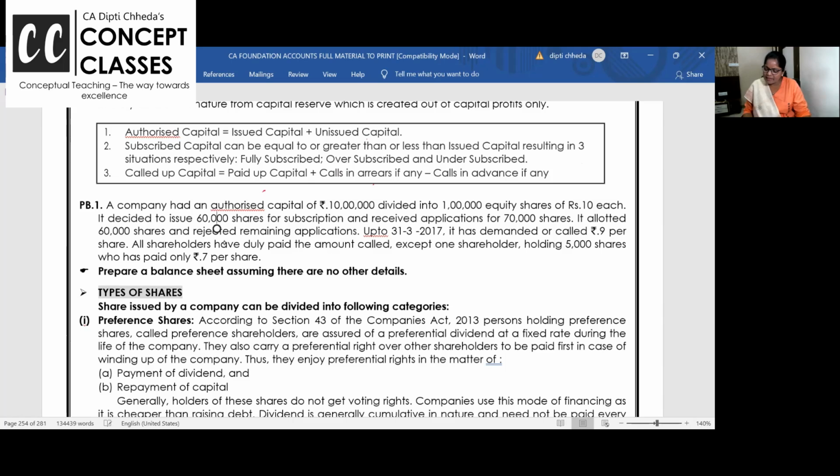It has been decided to demand or call 9 rupees. Only 9 rupees per share you are calling, 1 rupee still pending. All the shareholders have duly paid except one shareholder of 5,000 shares who has paid just 7. So one shareholder has not paid 2 rupees, so there is call in arrears. Read it, take your time to read this problem.